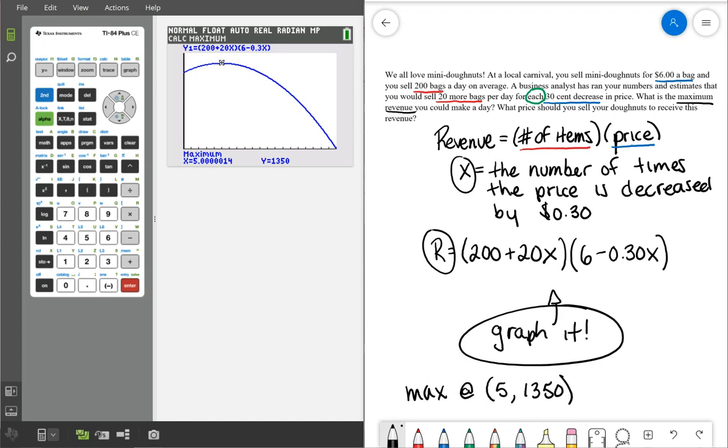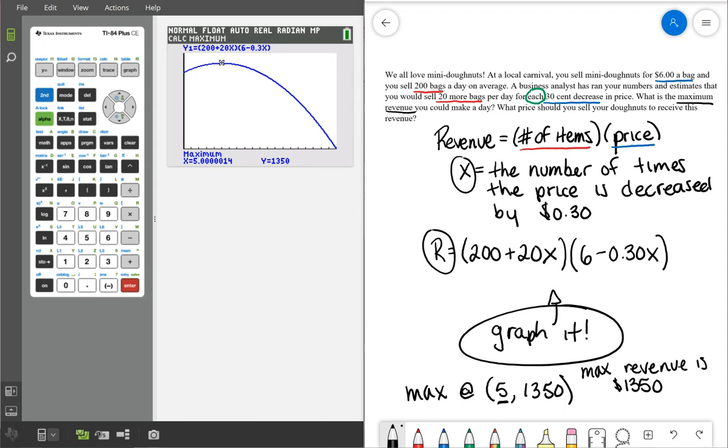So to answer our first question, what is the maximum revenue? Well, remember that the Y value was actually talking about the revenue, my R. So the max revenue is, oops, I can't spell right now. Max revenue is $1,350 per day. What we also want to know is what price should you sell this at?